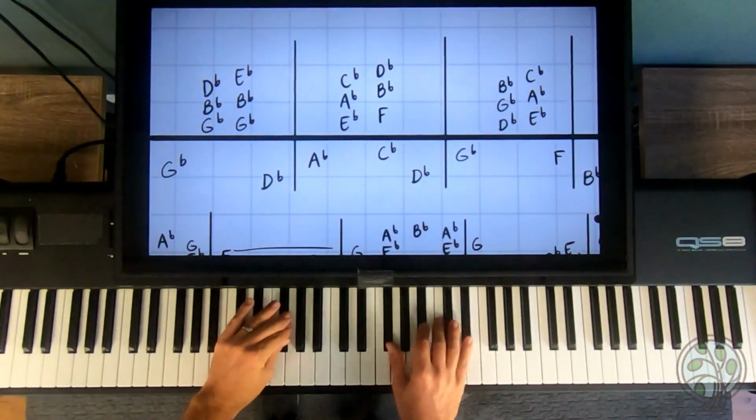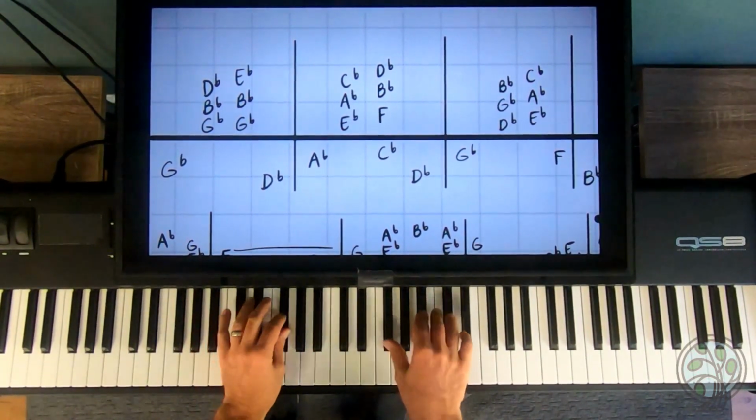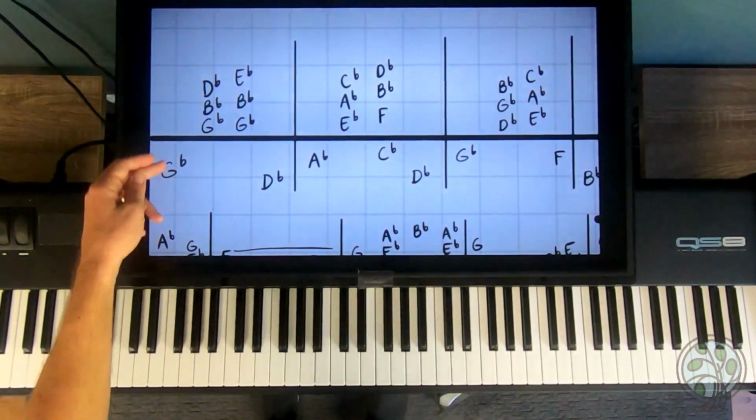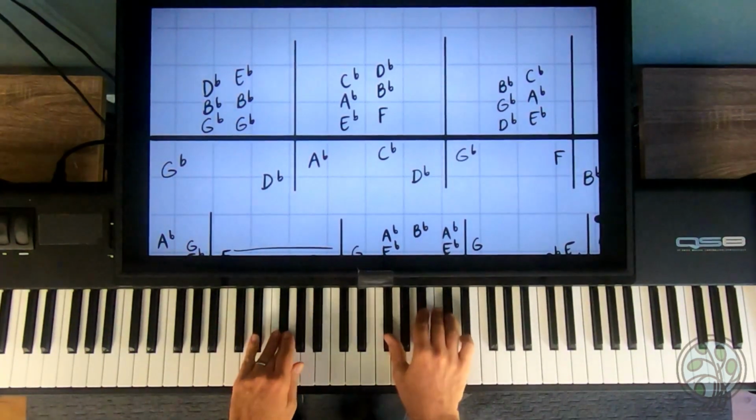Okay? So it's G flat, bum, bum. Then the left hand will have a D flat. 1, 2, 3, 4. So it's just a thing on every count. 1, 2, 3, 4. All right?